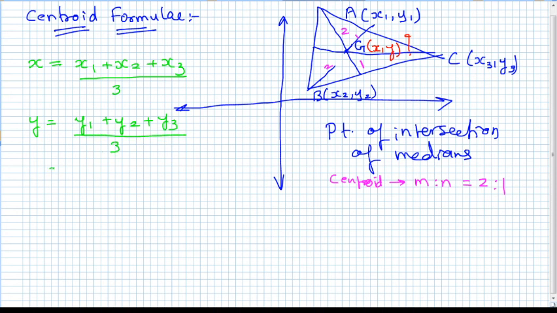So if I want to find the centroid G, x comma y, you find x from the formula above, and you find y from the formula above. You should know x1 y1, x2 y2 and x3 y3, and then you can find the centroid coordinates. Is it clear? Okay, I hope so.